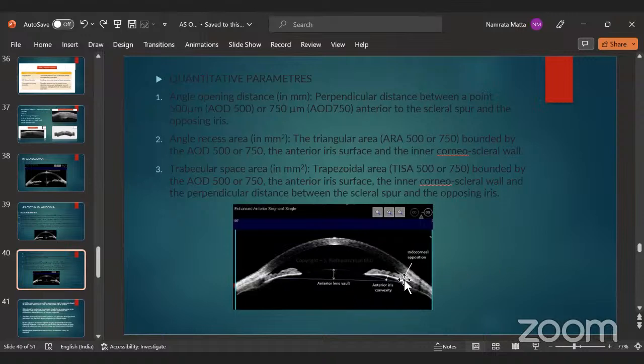This is how we see it. Iridocorneal apposition is there in this case. This is anterior iris convexity we can see. This is how the anterior lens is seen. This is the anterior lens vault.